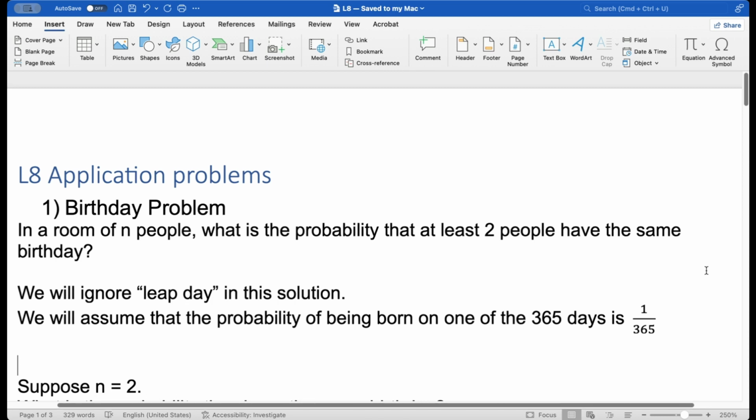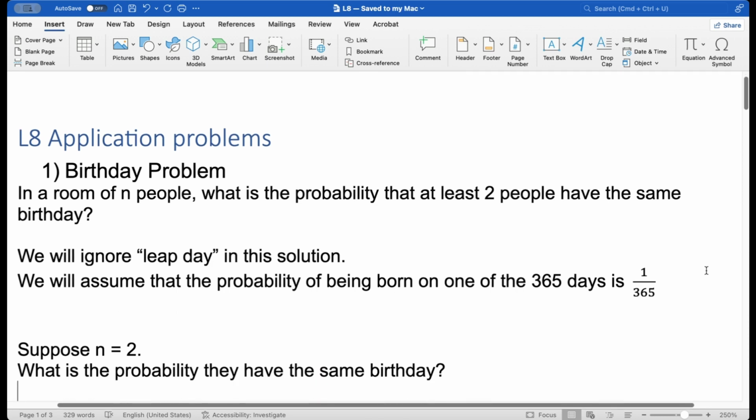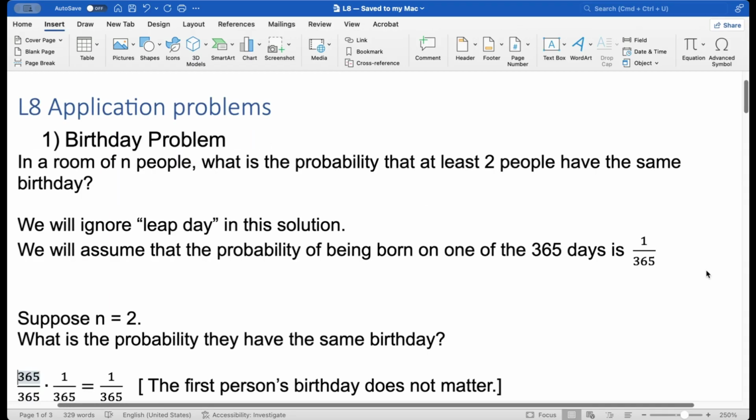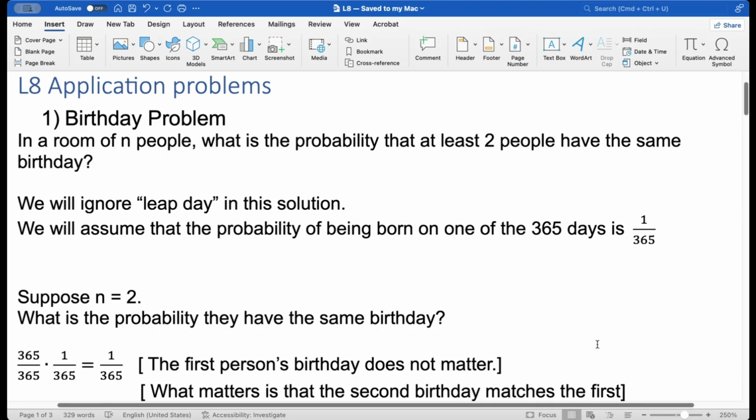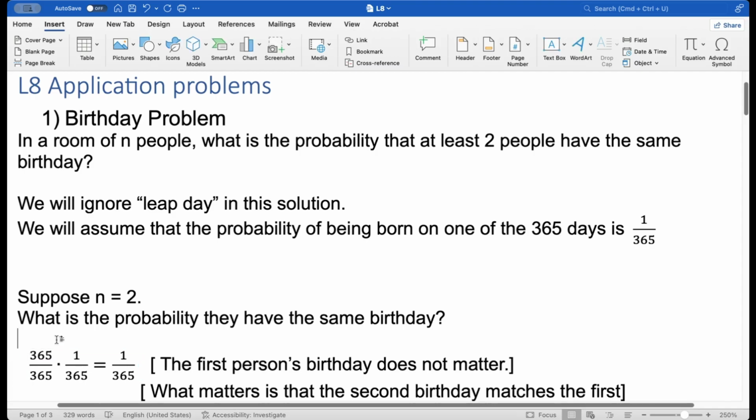Suppose we have two people. What's the probability they have the same birthday? In this situation, the first person's birthday doesn't really matter. What matters is that the second person has to match the first. So the first person could be born on any day of the year, 365 out of 365, and then the second person has to match the first person. There's only one day that is a correct match. So it's 1 out of 365. So when there's two people, the probability of a match is 1 out of 365.